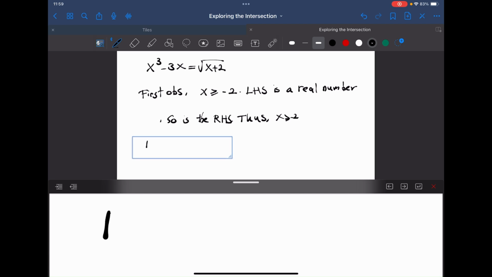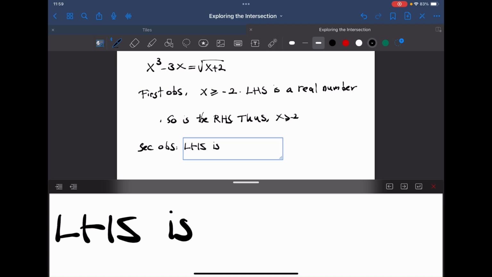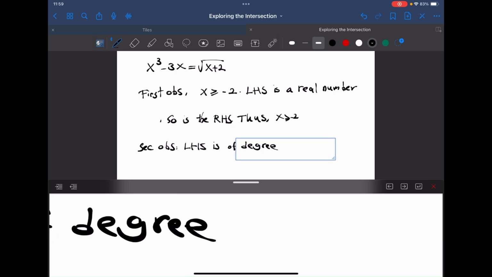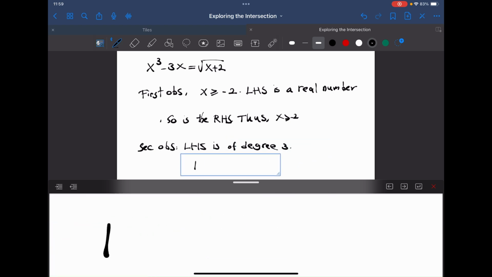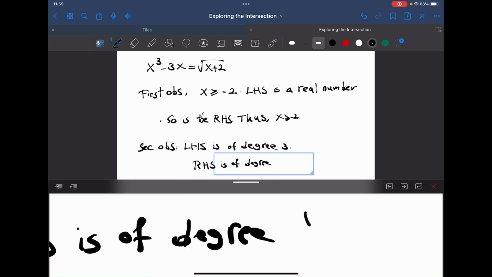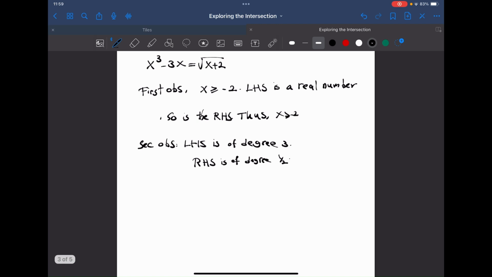Now, what do we have here? The second observation: the left-hand side is of degree 3, the right-hand side is of, let's say, degree 1 over 2 or half. But the point is, on the left-hand side, I have a polynomial of degree 3, and on the right-hand side, I have something like root x.